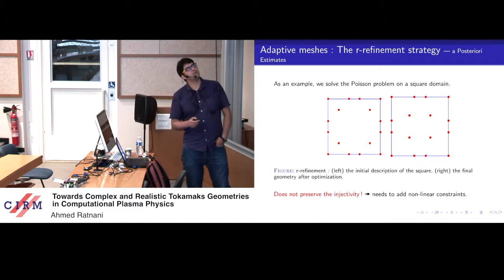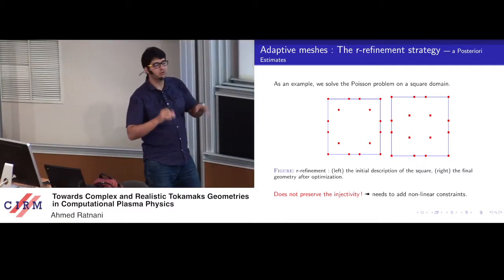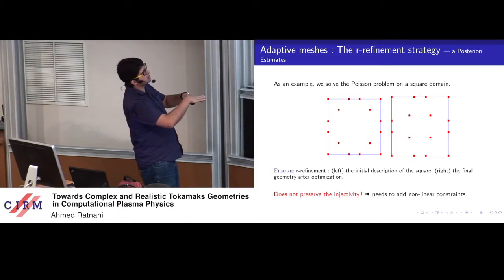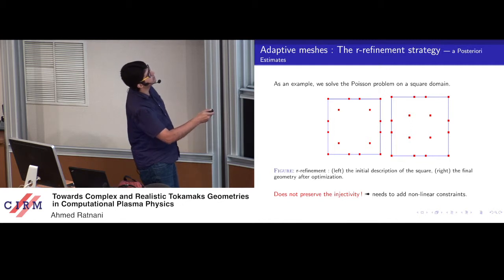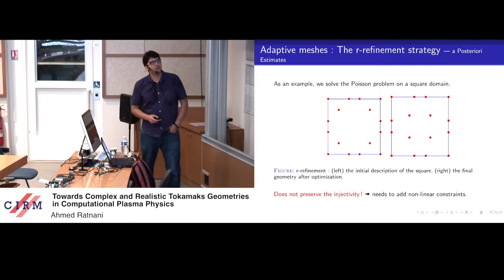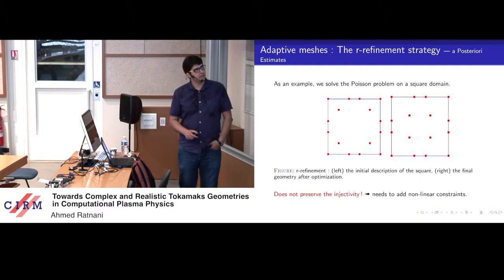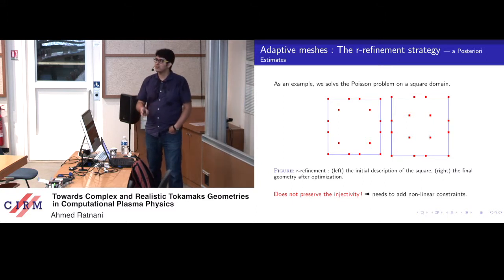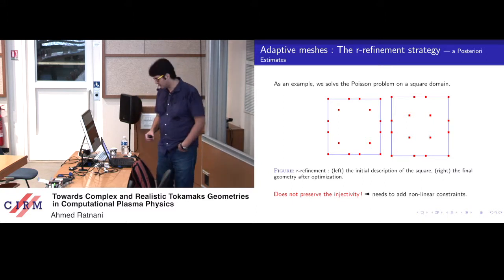So here is a very simple example. Let's take just a square with this description, and then if you take, for example, a solution like sin(2πx) sin(2πy), or just let's take a hat function here. You say that we need to move the control points inside the domain in order to reduce the error. Okay, this is what we call the refinement strategy. So in order to preserve the injectivity, we need to add nonlinear constraints, and this becomes very, very difficult.